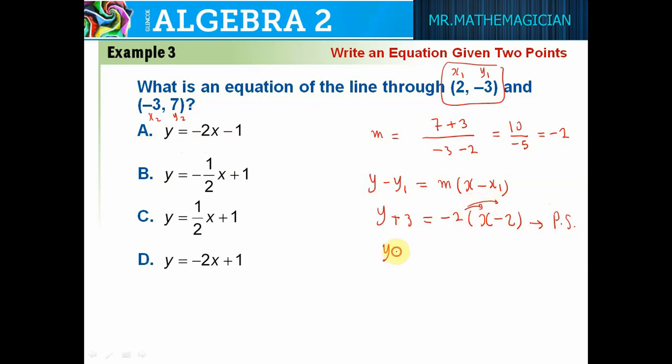distribute. So y plus 3 equals negative 2x plus 4. Take 3 to the other side with a different sign, so it's negative 2x. 4 minus 3 will give you positive 1. That's why D. The accurate choice is D.